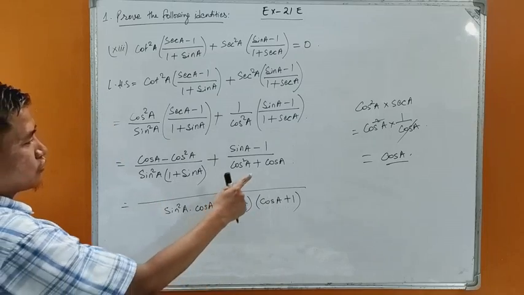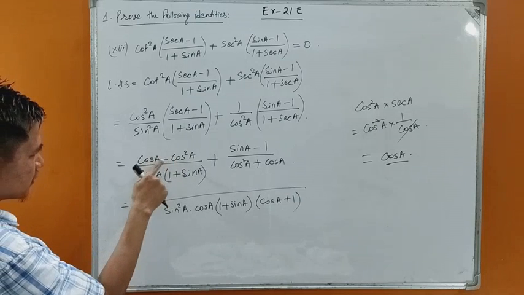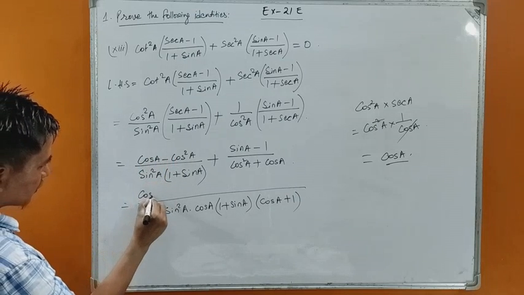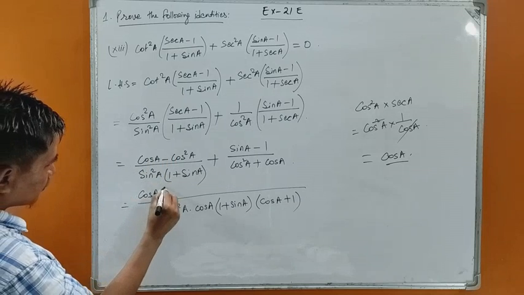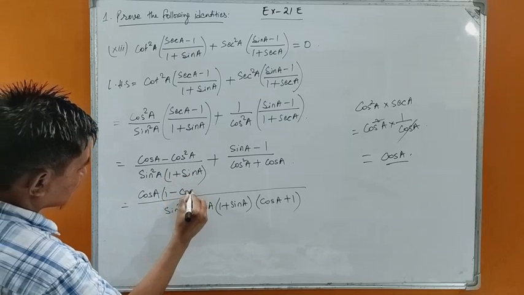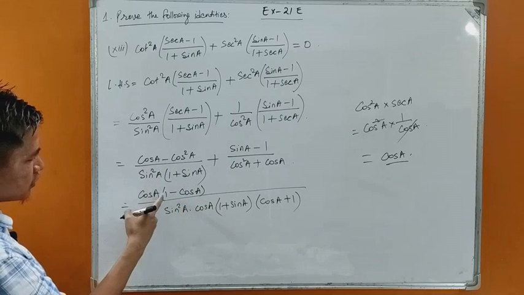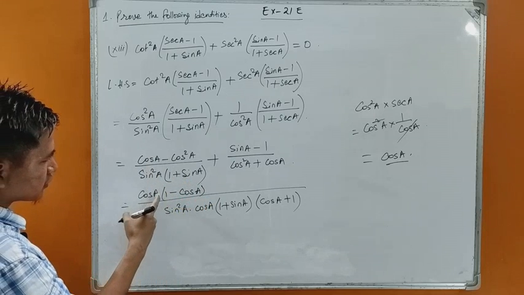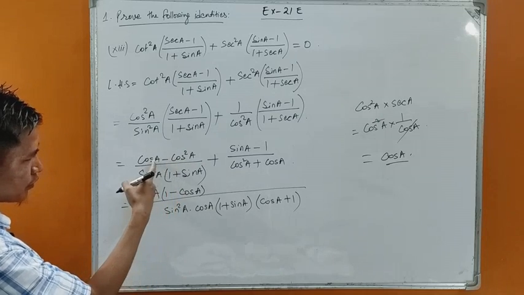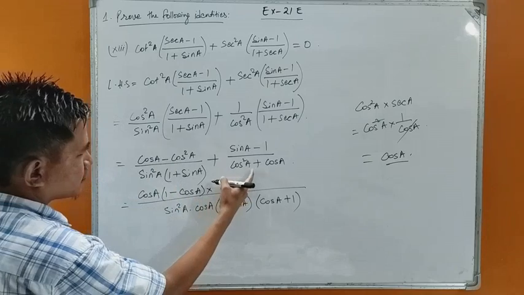Okay. So let me multiply this 2. Here I can take the common cos a. So cos a is taken common. So 1 minus cos a, isn't it? Cos a is taken common. So cos a into 1 is cos a minus cos a into cos a is cos square a. From these two, cos a is taken common into, isn't it?